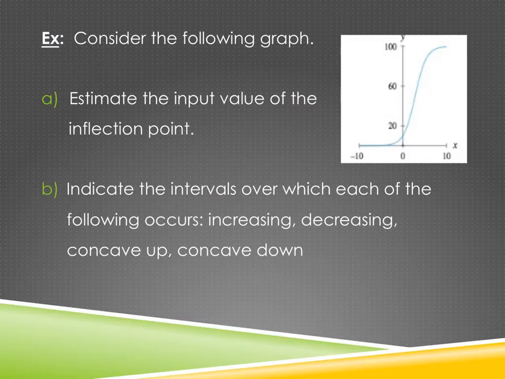We're going to do an example here. Here's the graph that's not drawn in on your paper, but it is from page 98, number 1. Considering the following graph, part A says to estimate the input value of the inflection point. So it's an estimate, which means that you don't necessarily have to have exactly the same number as your neighbor. But there are things, of course, that would be wrong, too.